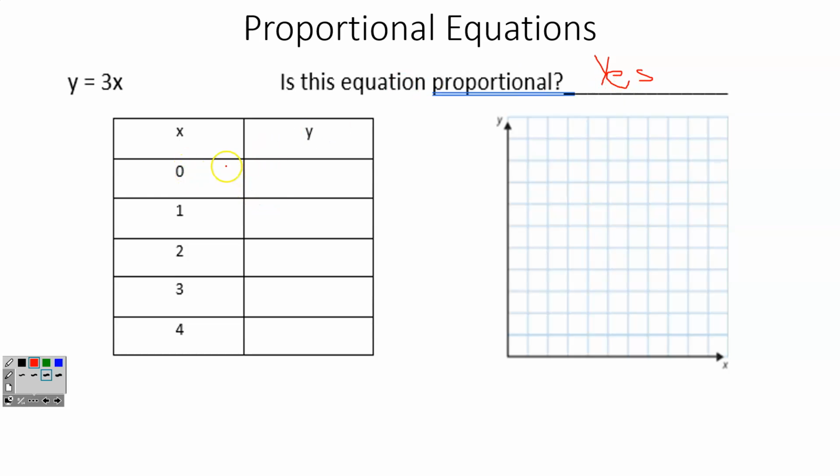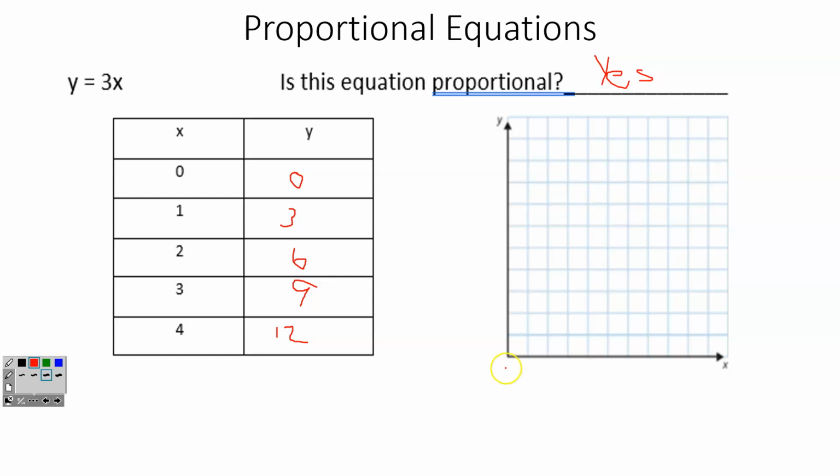So to prove it, we're going to plug these numbers in for x. So instead of saying y equals 3 times x, we're going to say y equals 3 times 0, which is 0. 3 times 1 is 3. 3 times 2 is 6. 3 times 3 is 9. And 3 times 4 is 12.